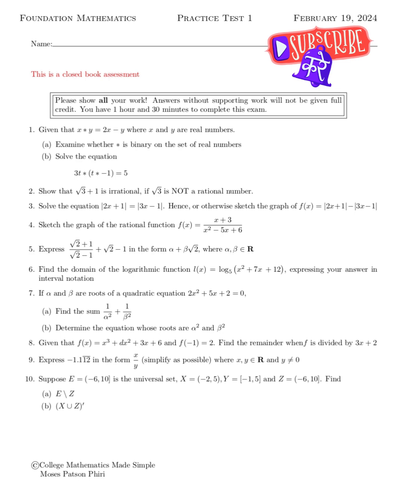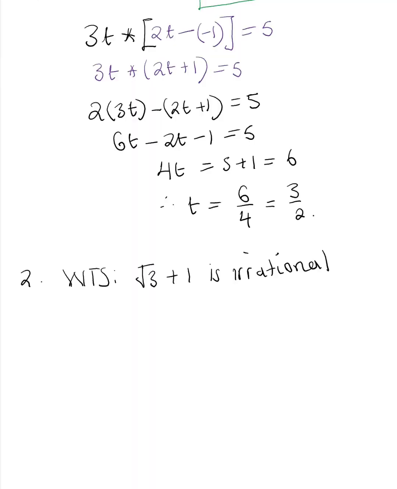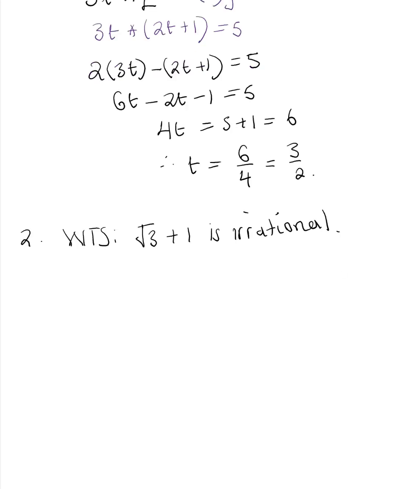Now question 2 says, show that the square root of 3 plus 1 is irrational if the square root of 3 is not a rational number. So in constructing your proof, you would want to say that we want to show that the square root of 3 plus 1 is irrational. So you will say, by contradiction.